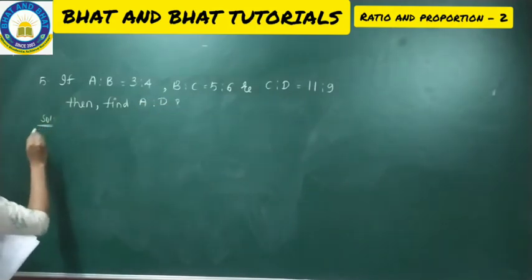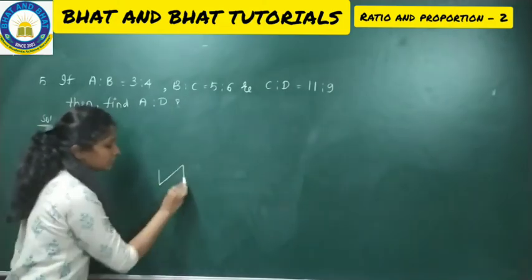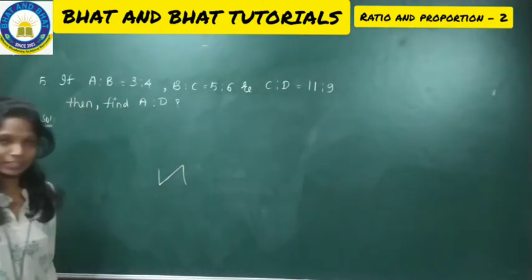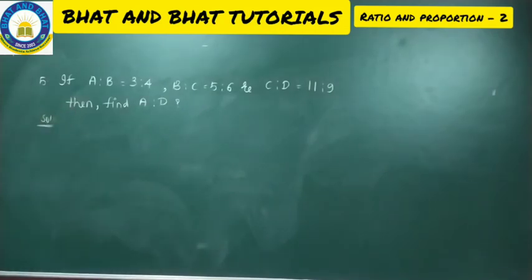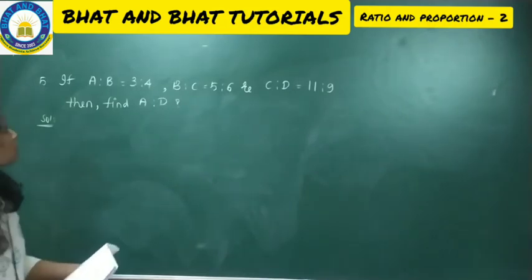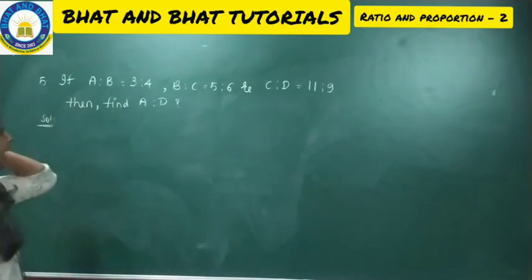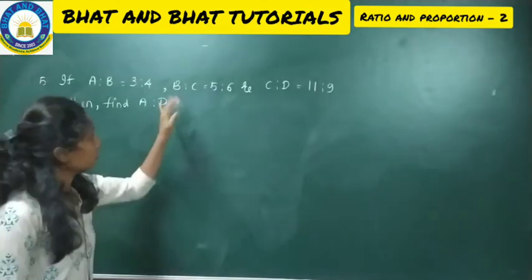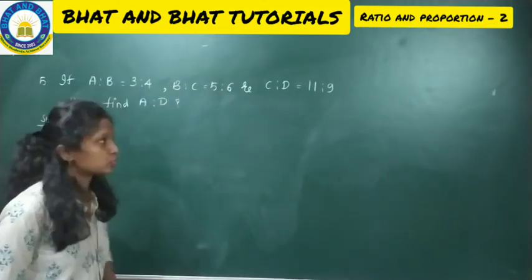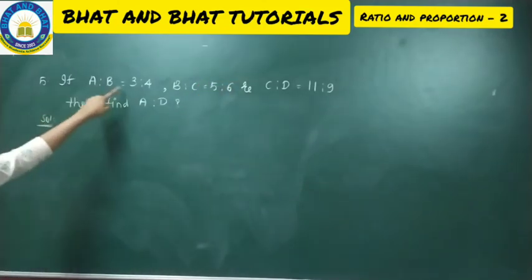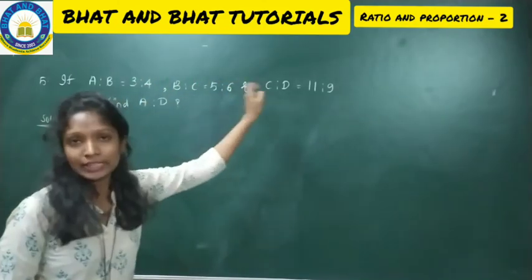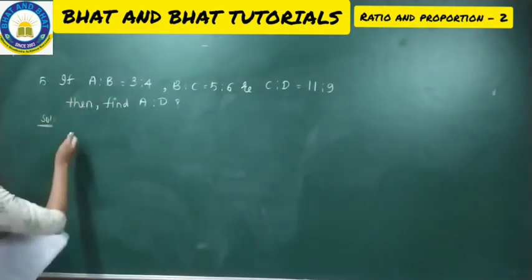You can ask me, ma'am, in the first problem we used the symbol like this. What to do now? I'll teach you how to solve this kind of problem. Concentrate on the question now. Listen to what they are telling in the question. Look into the question first. They are telling, if A is to B is 3:4, B is to C is 5:6, C is to D is 11:9, we have to find only A and only D. How to do that? I'll tell you.